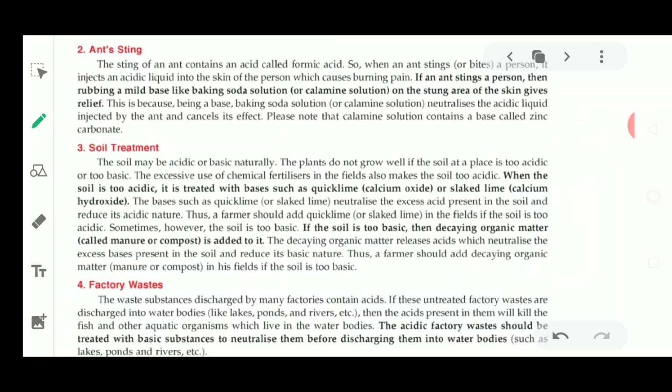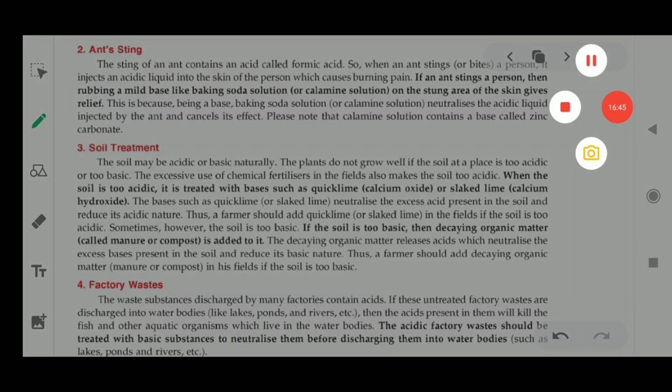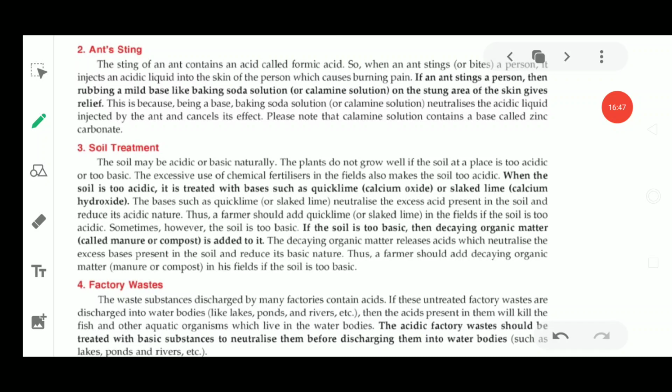Now next we are going to discuss ant stings. Now this ant sting means the red ant. We are talking about the red ant. So the sting of this red ant contains an acid which is known as formic acid. So it has one of the acids which is called formic acid.